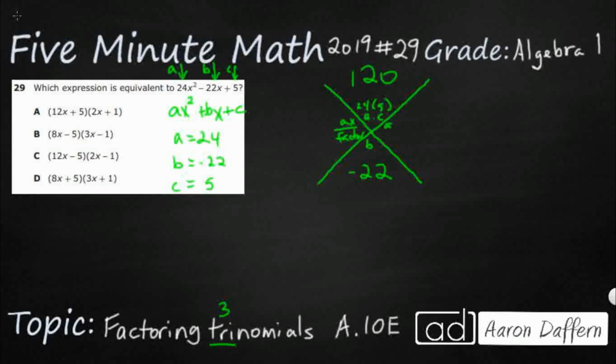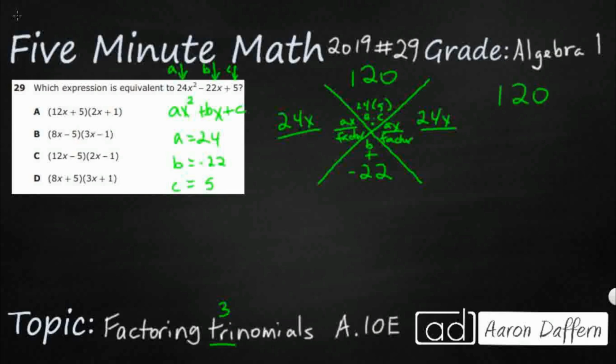And then same thing over here on the right, ax over our factor. What that means is we're going to take our leading coefficient 24 over x. We're looking for a factor for both sides. Because what we want is the two factors of 120 that multiply to 120 and add to negative 22.